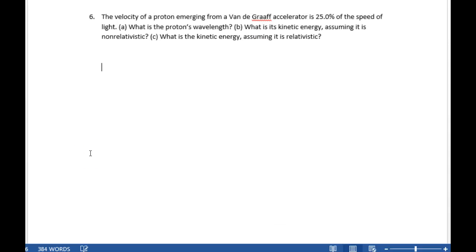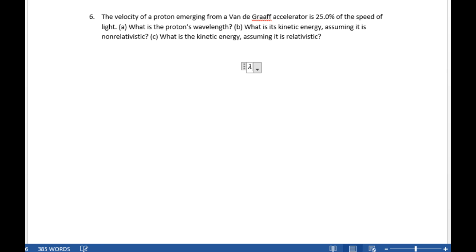Exam 5, problem 6. Velocity of proton emerging from Van de Graaff accelerator is 25% speed of light. What is the proton's wavelength?